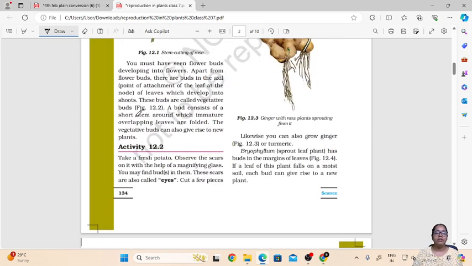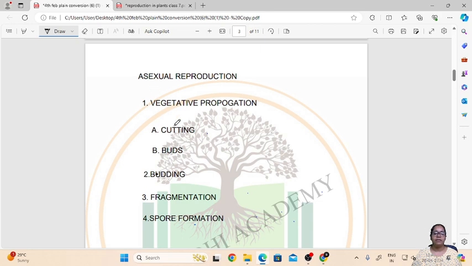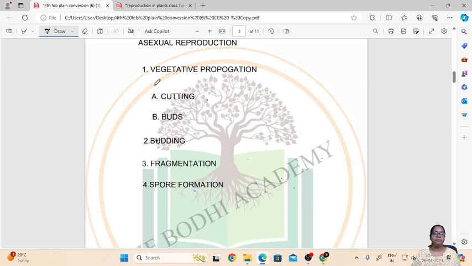So first we have seen how vegetative propagation helps in asexual reproduction. So vegetative propagation can be done through cutting and through buds. So cutting can be done in any plant wherein we have to cut the node part and then plant it into the soil. And buds are obtained from potato, ginger and turmeric, also in bryophyllum. So this was about the first mode of asexual reproduction, that is vegetative propagation. Now let us move to budding.